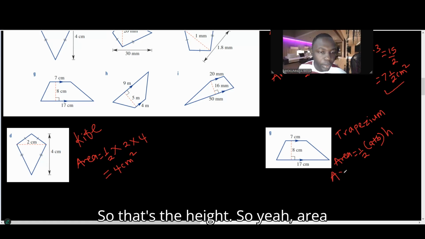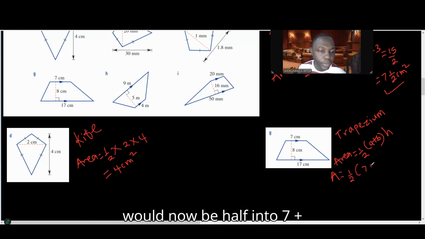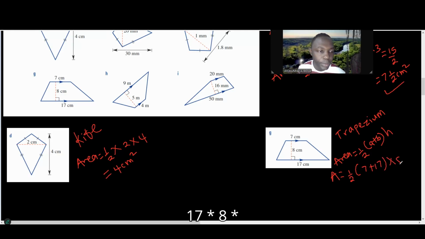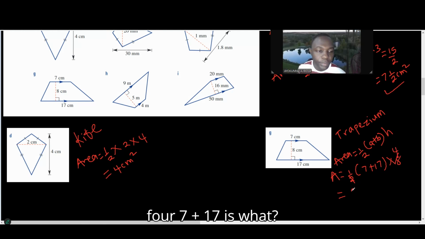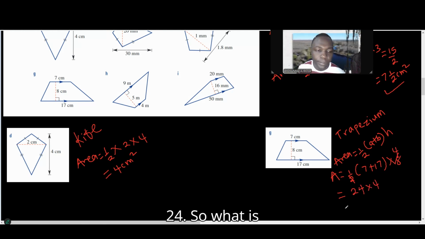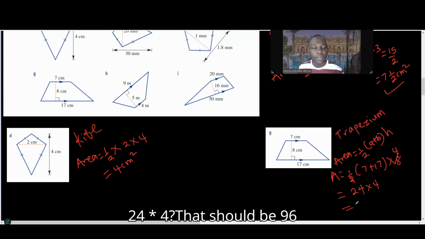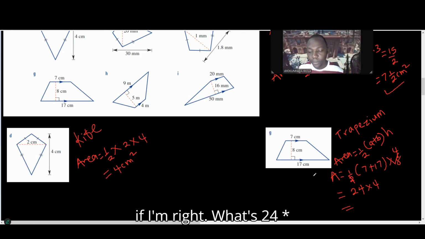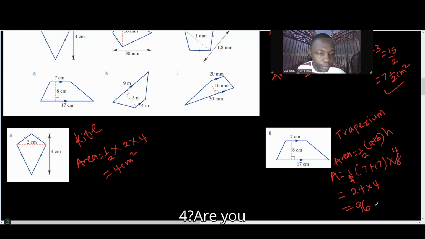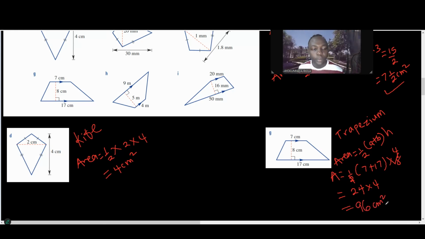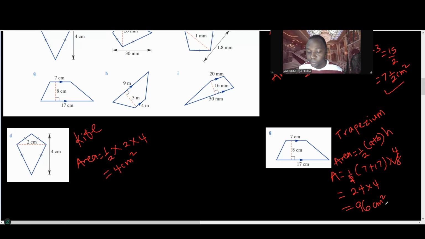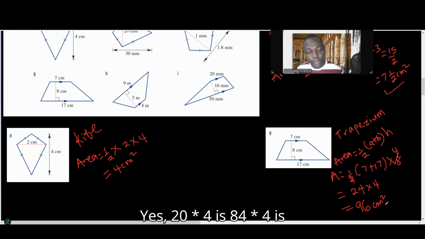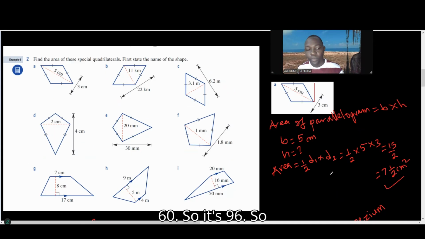The area will now be half into 7 plus 17 times 8. So 2 here, 4 here. 7 plus 17 is 24. So what is 24 times 4? That should be 96 if I'm right. Are you sure it's 96? 20 times 4 is 80, 4 times 4 is 16. Yes, so it's 96 cm squared. So that's how you're going to do it.